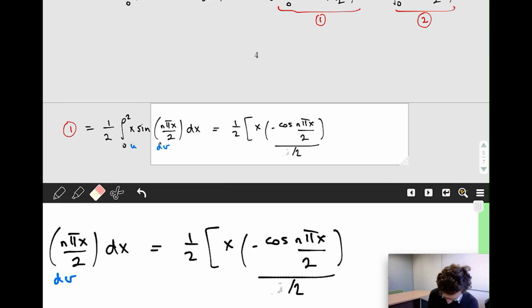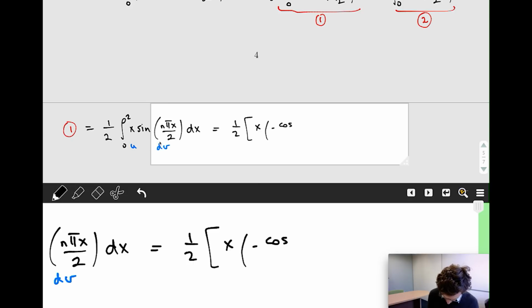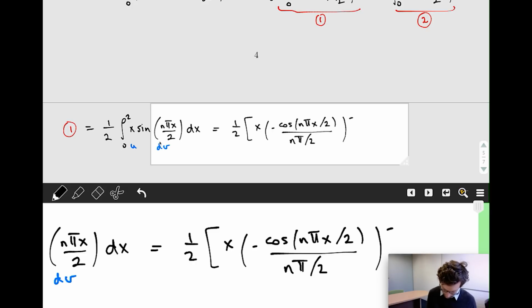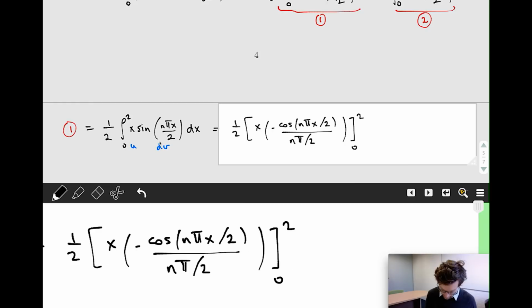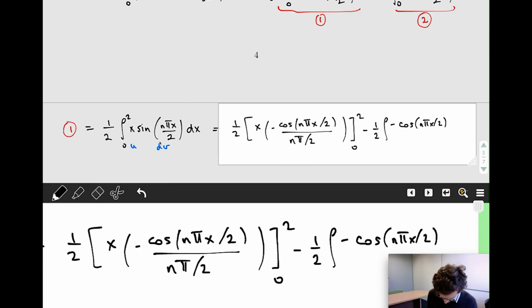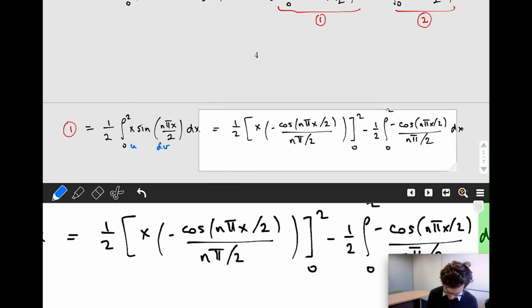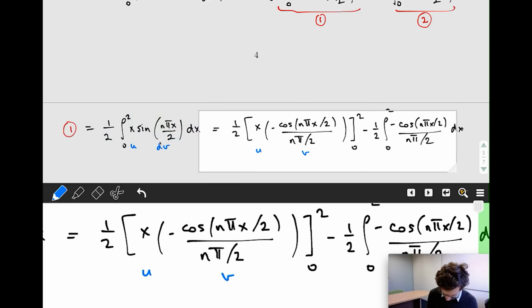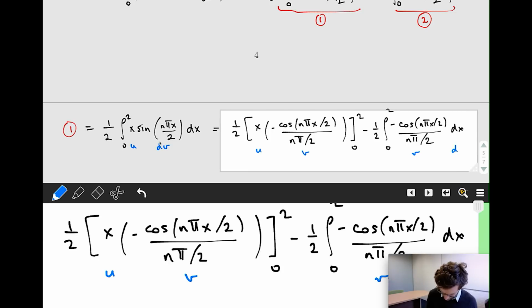I'll tidy that up a little bit. Let's write it like this: n pi x divided by 2 divided by n pi divided by 2. There we go, and that's from 0 to 2. Minus a half the integral of v du. So that's minus cosine n pi x divided by 2 all over n pi divided by 2 times du, and du is just dx. So this is u, v, and v du. That's just integration by parts.